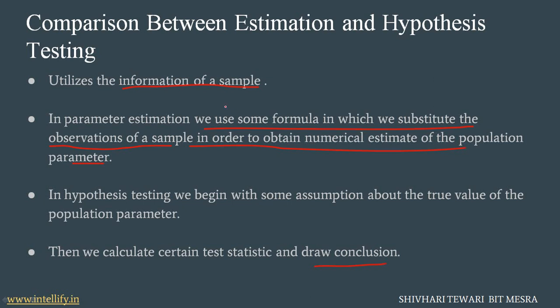In estimation, we first utilize the information of the sample, then we use some formula in which we substitute the observations of a sample in order to obtain a numerical estimate of that given population parameter. In hypothesis testing, on the other hand, we basically assume something first. Then we are going to collect the data, calculate the statistics, and then draw the conclusion using our logical decision.